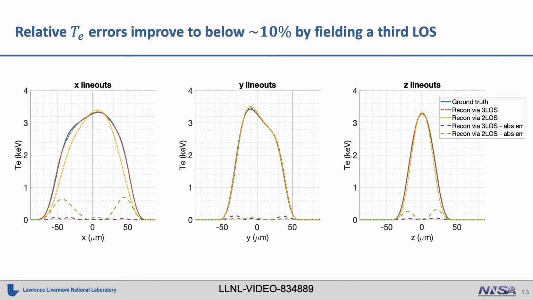So here is a plot of the central lineout of our 3D TE measurement as shown in the previous slide. By fielding the third line of sight on the equator, we managed to reduce the relative TE error here to below 10%. As you can see here, in the Y and Z lineouts, both two lines of sight and three lines of sight agree pretty well. Here in the X direction, the extra line of sight further reduced the error.